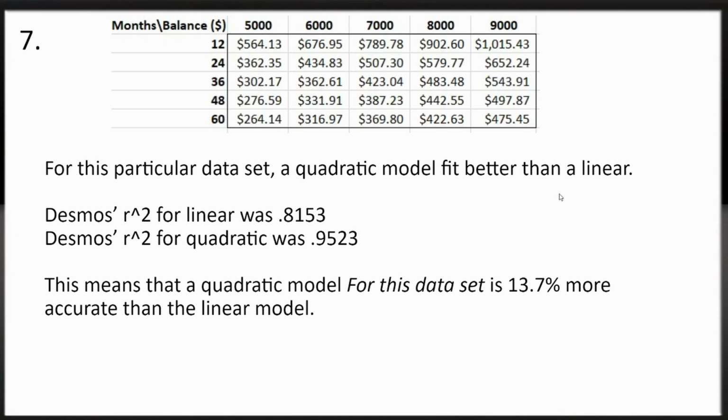Pretty much, this means that a quadratic model for this data set is 13.7% more accurate than the linear model. So it is pretty safe to say that the quadratic model is definitely better than the linear model. It may not be the best, but from the data that we have seen, it definitely outshines that linear function.